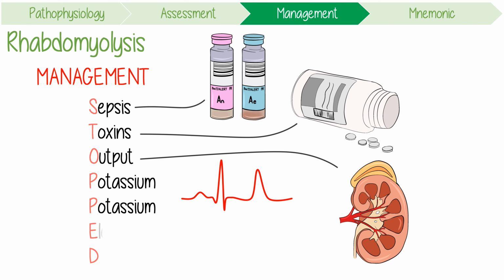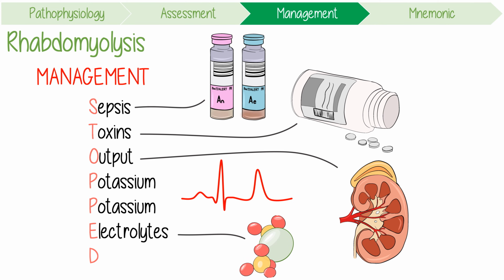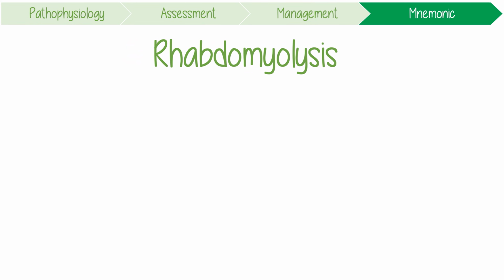E stands for other electrolytes. In the context of rhabdo, consider using phosphate binders and calcium replacement. Finally, D stands for dialysis, but only if necessary. Let's summarize everything by putting our mnemonics together. Rhabdo is caused by DOTS, it presents with SUCKS SPASMS, and must be STOPPED.